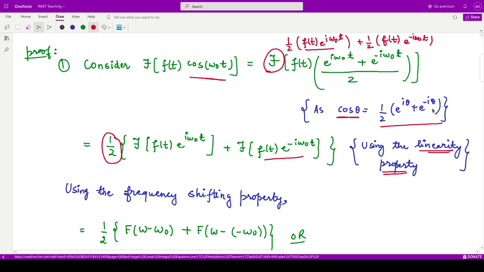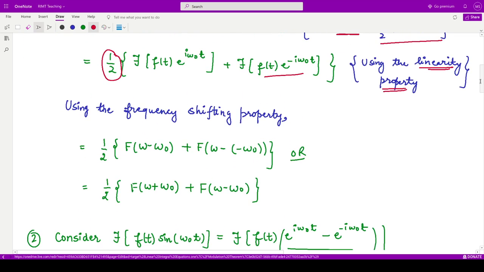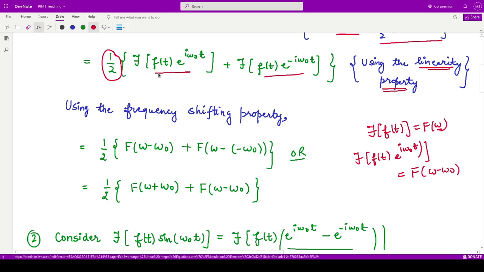So we can apply the shifting property that we have studied in the last class. According to shifting property, if you have the Fourier transform of f of t as capital F of omega, so what would be the Fourier transform of f of t multiplied by e to the power iota omega naught t? So this, according to shifting property, would be you just have to replace omega by omega minus omega naught. So this is the first thing.